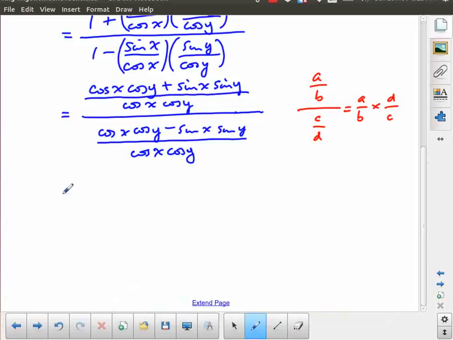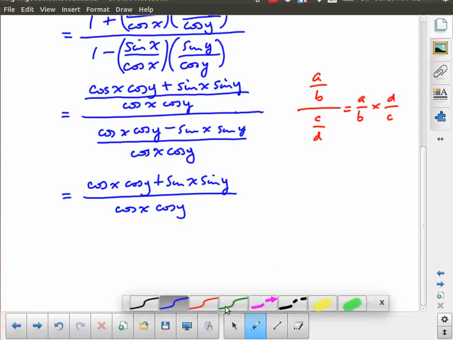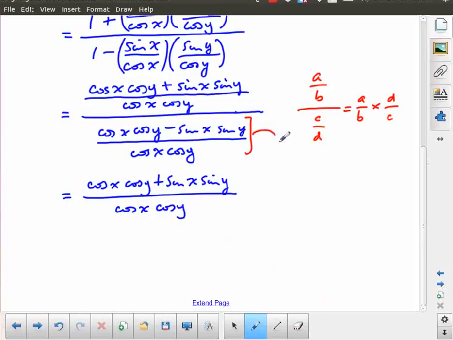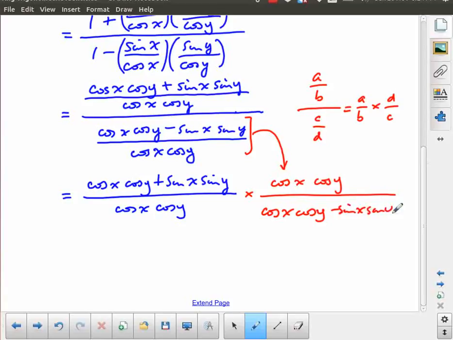And so in this case, what we end up with is cos x cos y, this is the numerator's numerator, plus sine x sine y, divided by cos x cos y. And then I'm going to take this part and take the reciprocal of that. So that's going to become times cos x cos y over cos x cos y minus sine x sine y.